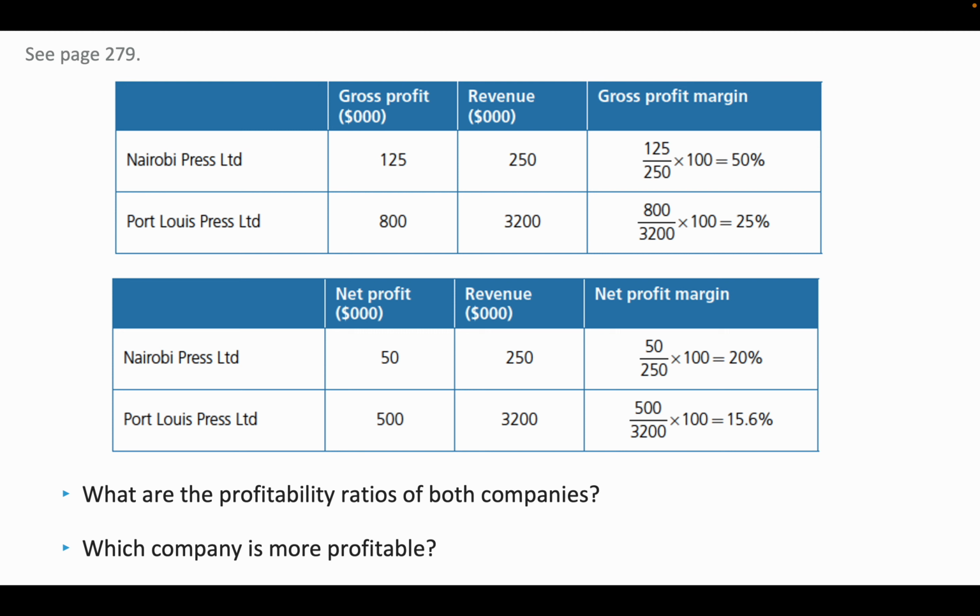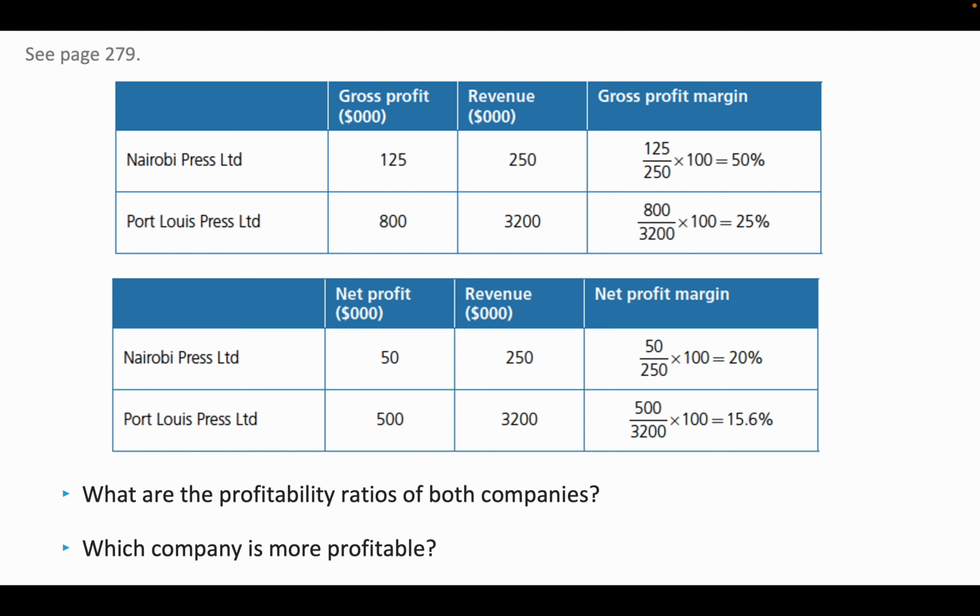So in this case, the Nairobi Press Ltd is still doing slightly better because its net profit margin is 20%. However, it's not that much of a difference as it was with the gross profit margin. So it looks like the Port Louis Press Ltd is, let's say, more efficient when it comes to managing their overhead costs. However, it's still not enough because their net profit margin is slightly lower.